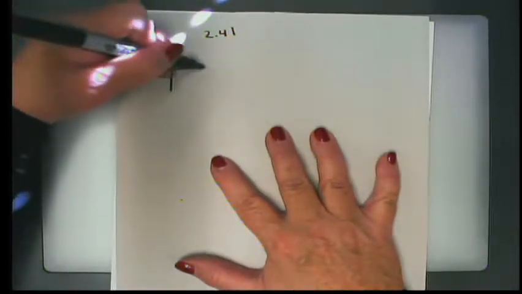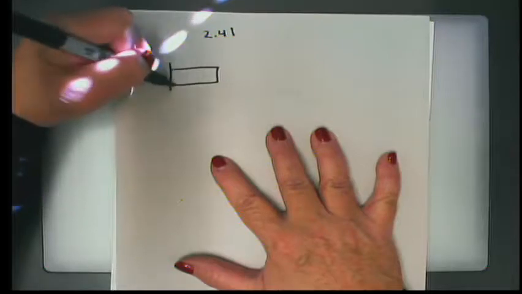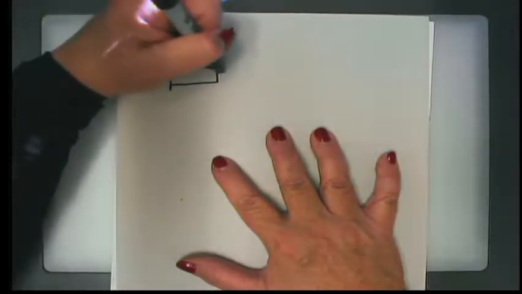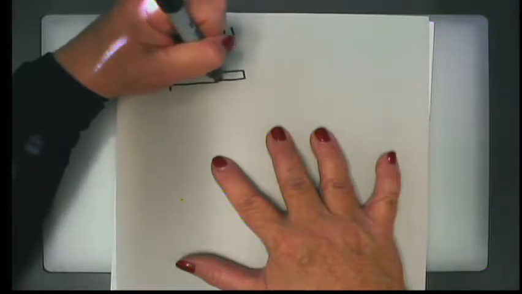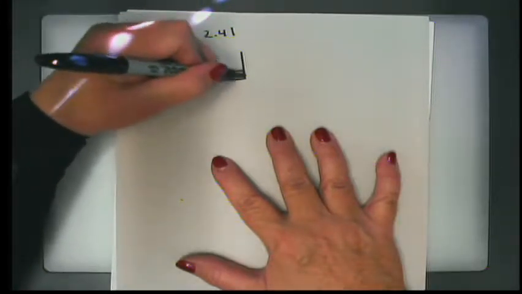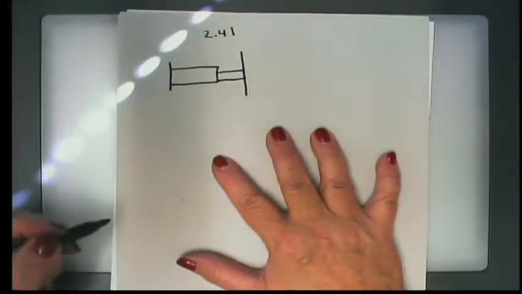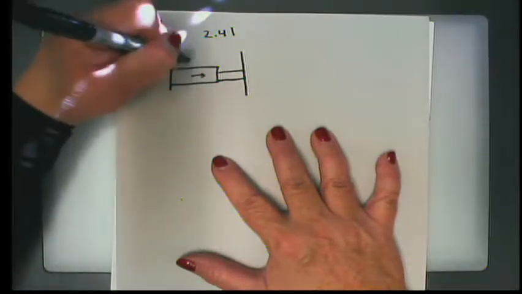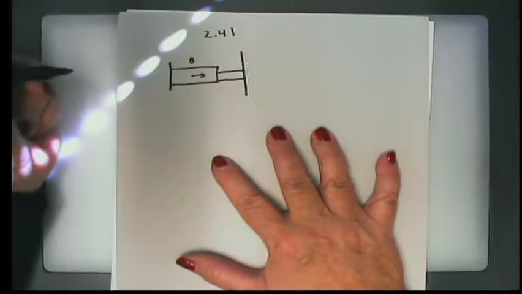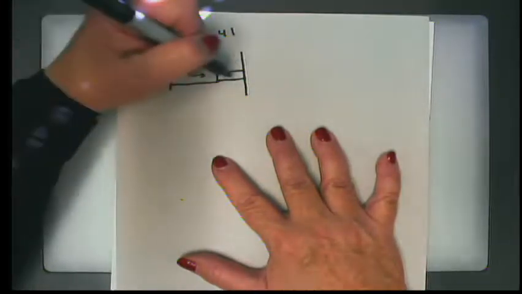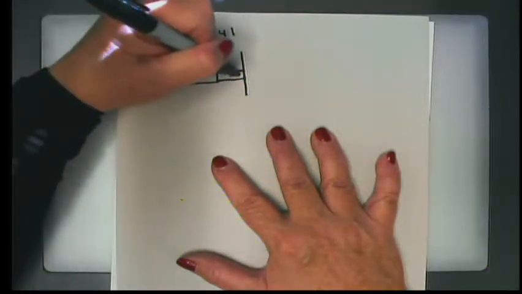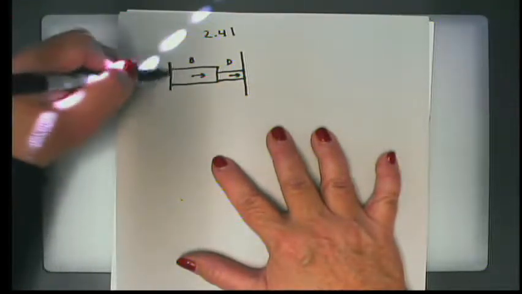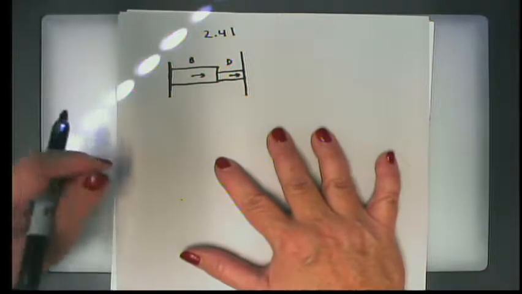Looks like this. We have a rod made out of steel welded to a rod made out of brass, and it's constrained on both ends. We have a force here at point B and a force here at point D, and we are given those magnitudes.